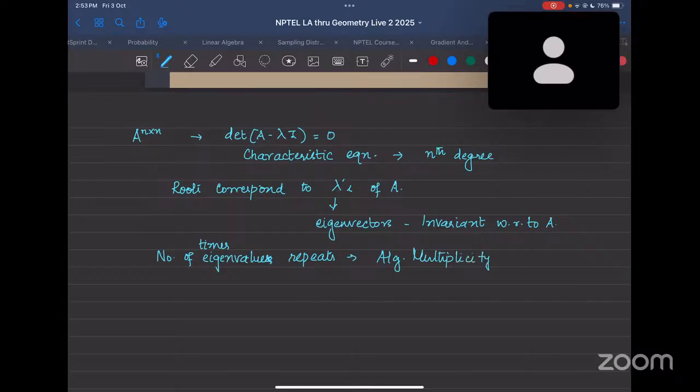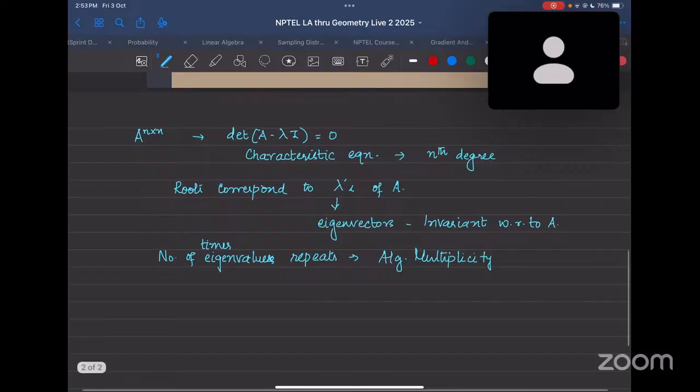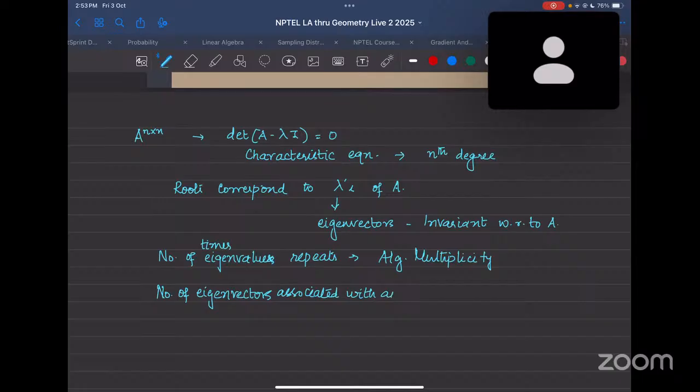And the number of eigenvectors associated with a particular eigenvalue, that is basically called the geometric multiplicity, right? The number of eigenvectors associated with an eigenvalue. This is the geometric multiplicity.